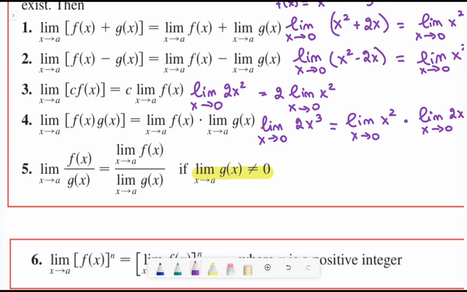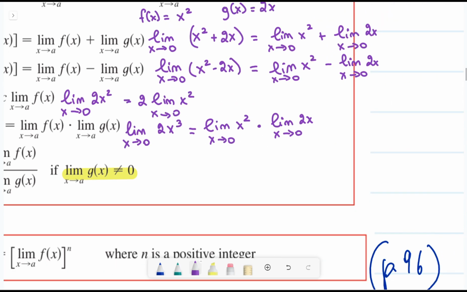Property 5. The limit of f of x divided by g of x as x approaches a is equal to the limit of f of x as x approaches a divided by the limit of g of x as x approaches a, if the limit of g of x as x approaches a is different than 0.